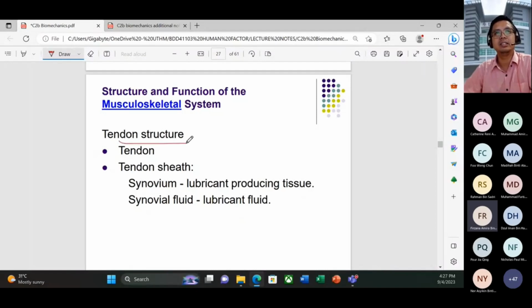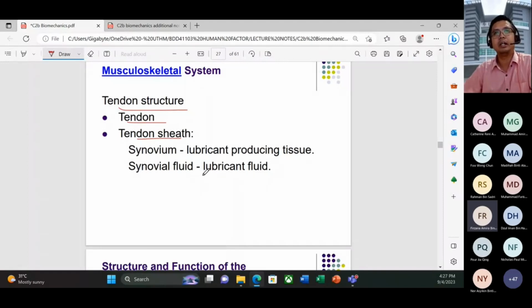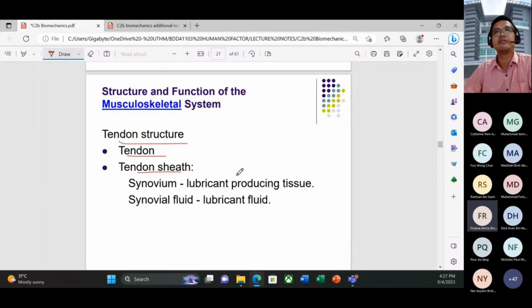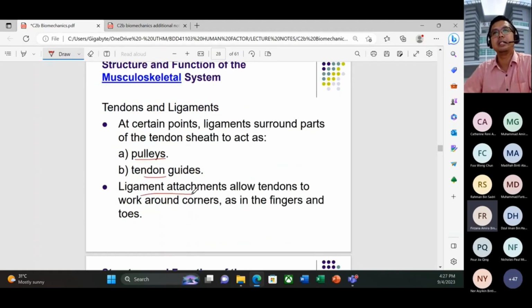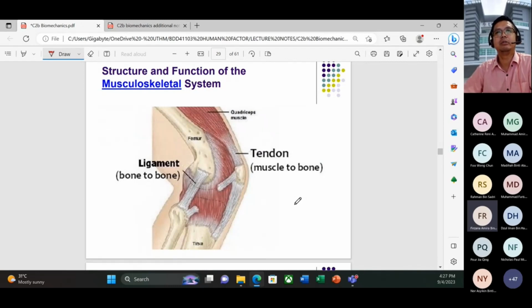And when we look at the tendon structure, the tendon shape, we have a synovium, a lubricant producing tissue. Meanwhile, we also have synovial fluid, lubricant fluid. So this is the tendon structure. At a certain point, ligament surrounds part of the tendon to act as a pulley, as a tendon guide. Meanwhile, the ligament attachment allows the tendon to work around the corner, as in fingers and toes. For example, tendon connects muscle to bone, and ligament connects bone to bone. So this is our structure, for example tibia, femur, so the leg.